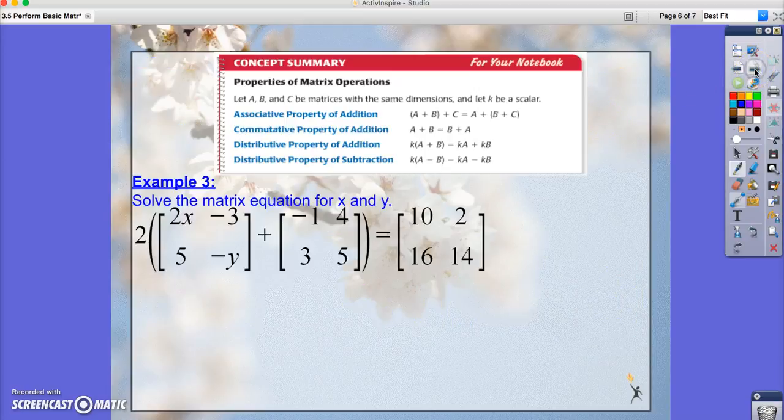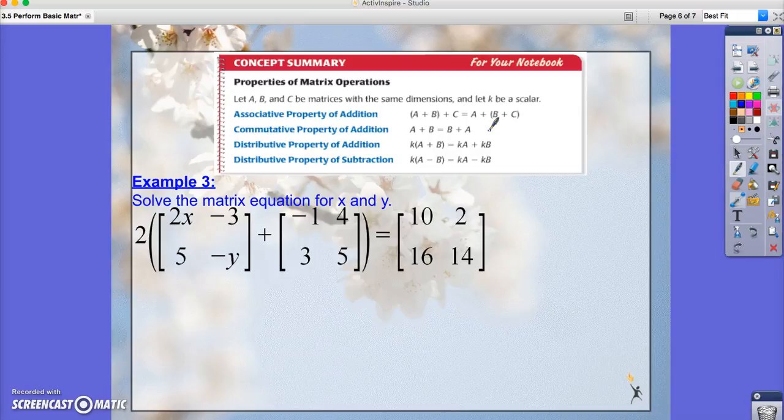Now the last slide deals with a concept summary. I'm going to read this out to you. You have this in your notes. Properties of matrix operations work just like properties of regular numbers. It says let A, B, and C be matrices with the same dimensions and let K be a scalar. So A, B, and C are some kind of matrix. They don't give it to you, they just give you the letters. Associative property of addition works: (A plus B) plus C equals A plus (B plus C). Commutative property of addition stands true as well. A plus B equals B plus A.